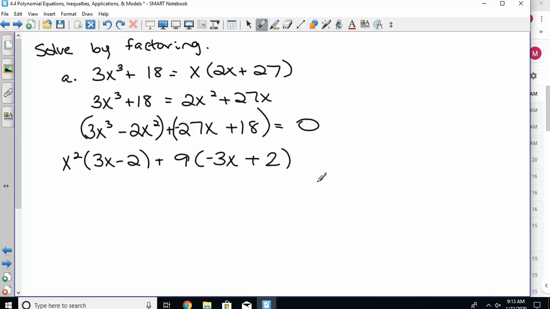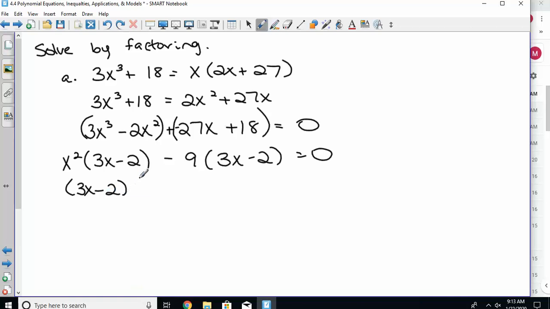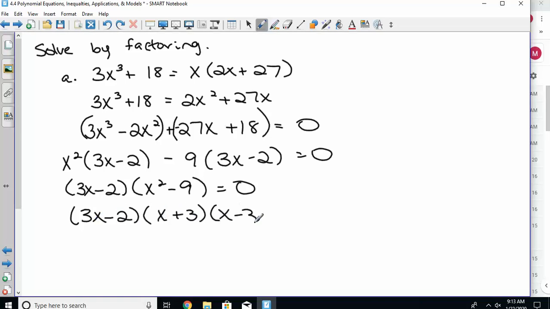And then do my parentheses match? No. So to fix it, we can take out a negative 9. So then we can take out the 3x minus 2. Leaves us with x squared minus 9. How do you factor x squared minus 9? Plus and minus.